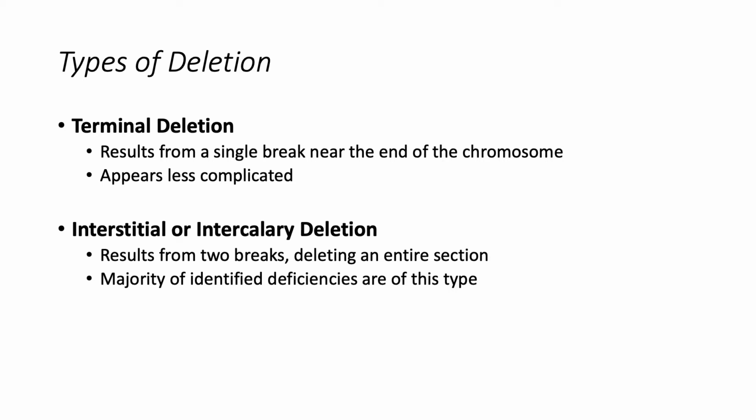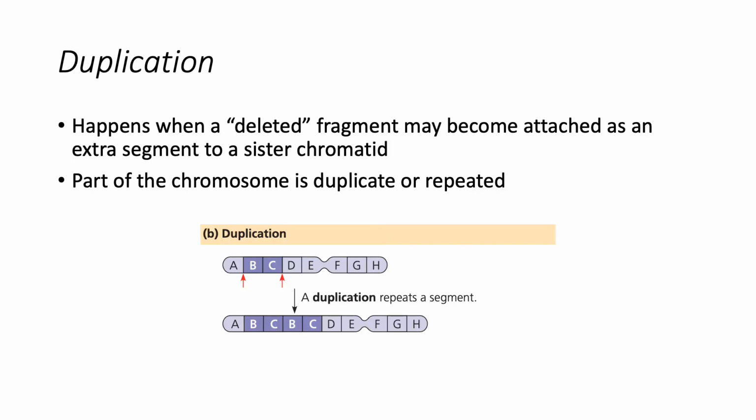Remarkable genetic and physiological effects are generally produced in deletions. Most deletions are lethal when homozygous, since most genes are necessary for life, and homozygous deletions would result in zero copies of some genes. The next type of structural aberration of the chromosome is duplication.